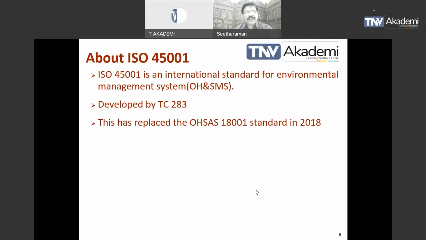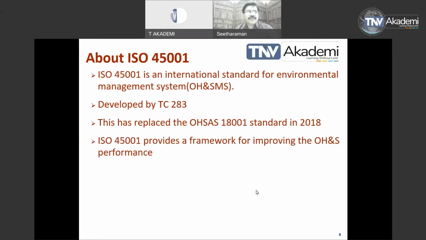So earlier there was a British standard that was called Occupational Health and Safety Assessment Series, otherwise called OHSAS 18001, and that was a standard known for occupational health and safety management systems. So in 2018, ISO adopted the standard and then added some more features towards integrating all other management system standards. So they released it as ISO 45001, and that's what organizations are going for now. ISO 45001 provides a framework for improving the occupational health and safety performance.